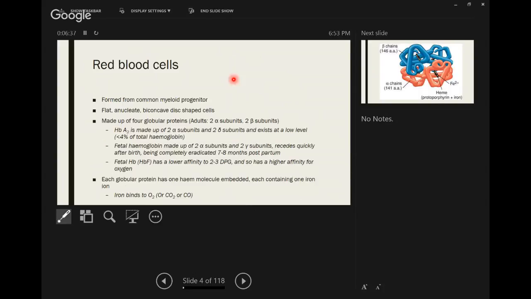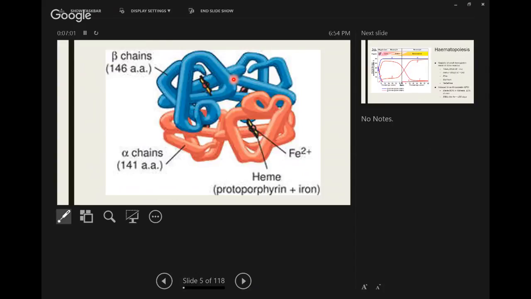Okay, so red blood cells come from the common myeloid progenitor. I'm just getting rid of the glare. They're flat, they're anucleate, and they've got a biconcave disc shape, which helps them get through capillaries. They're made up of 4 globular proteins. So adult hemoglobin, called hemoglobin A, is made up of 2 alpha subunits and 2 beta subunits. So here we've got 2 alpha chains, 2 beta chains, and then right in here we've got a little heme molecule with an iron suspended within it, and that iron is what binds to the oxygen.